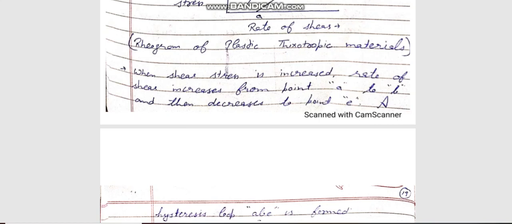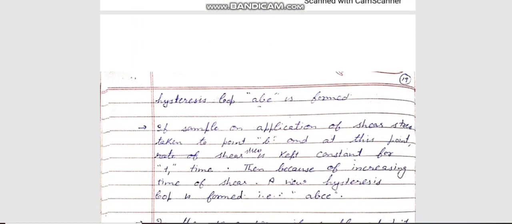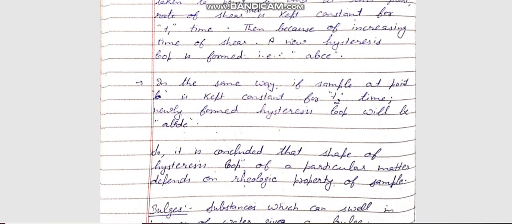When shear stress is increased, rate of shear increases from point A to B and then decreases to point E. A hysteresis loop A, B and E is formed. If the sample, on application of shear stress, is taken to point B and at this point shear stress is kept constant for time t1, then because of increasing time of shear, a new hysteresis loop is formed and that is A, B, C and E.